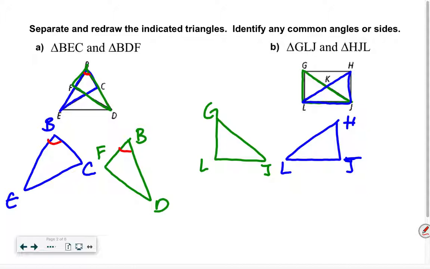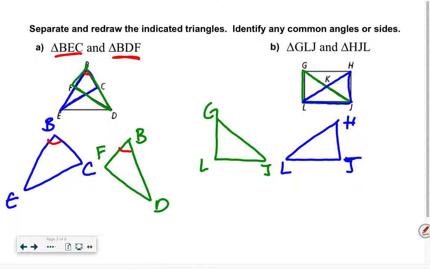For A, couldn't you say triangle BED has the same side as triangle BEC because they both share side BD? Yeah, but we don't have triangle BED. We have triangle BDF. Right, the triangles that we're talking about are these two, BDF and BEC. If it asks about BED, then you can say they share it.